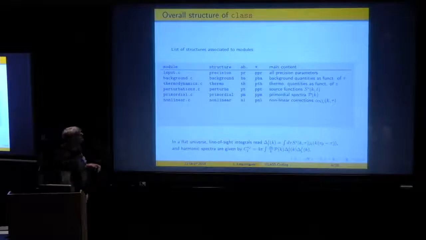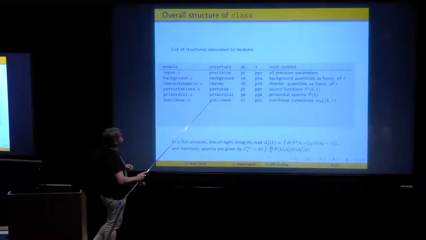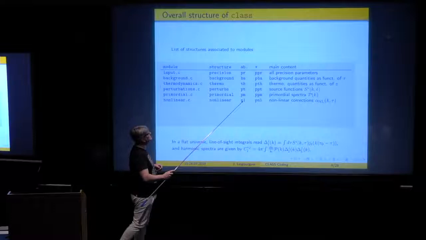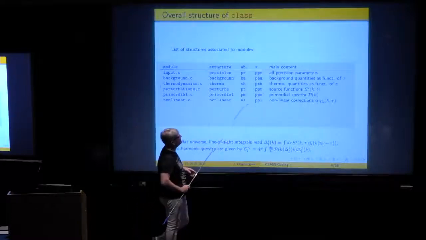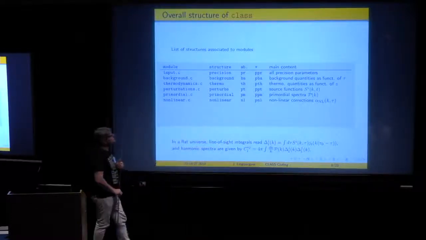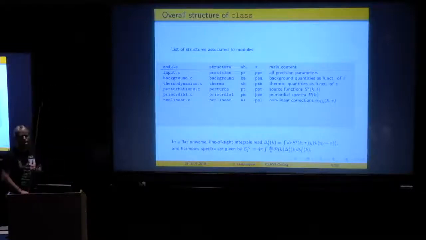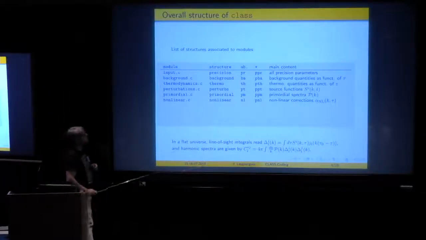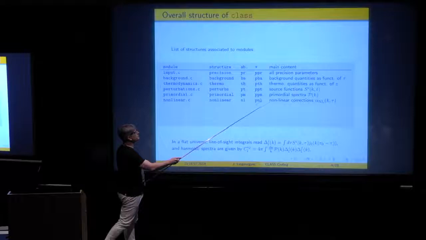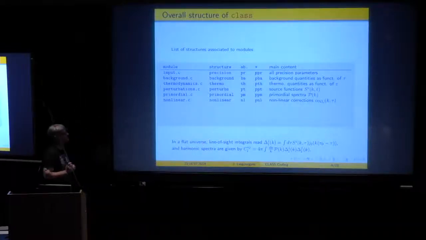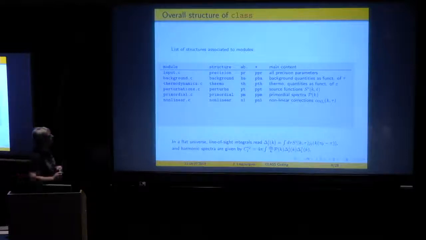The next one is called nonlinear.c. It is associated to the structure nonlinear, abbreviated NL, with a pointer PNL. Its goal is to compute this nonlinear correction factor. To do that, the code is calling HaloFit. I will tell you this afternoon that we also have HM code implemented and we will release it soon.